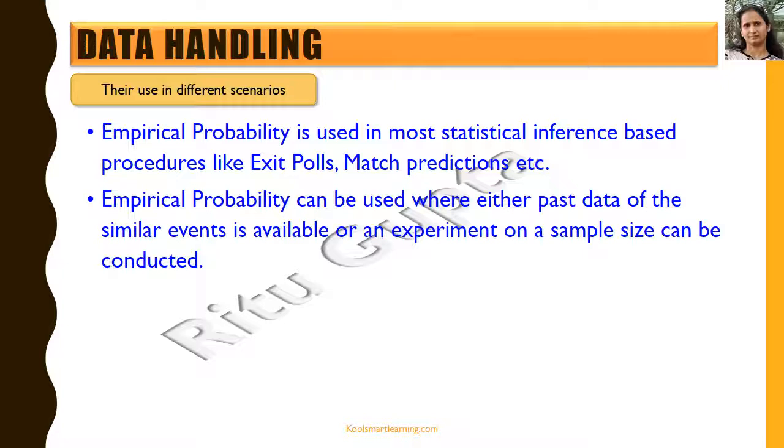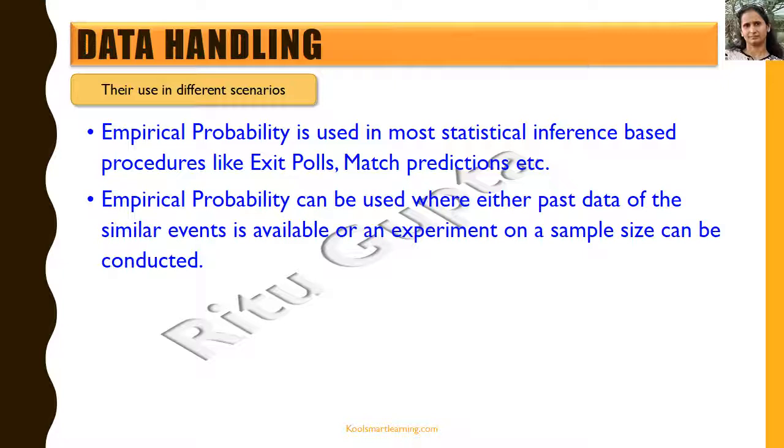So the past data, although it may be available that party A has always been winning, but this time you cannot base your predictions on the previous results. So although the past data is available, that may not be helpful. A sample size experiment is what is used, and that is what is extrapolated by using empirical probability to predict the results.